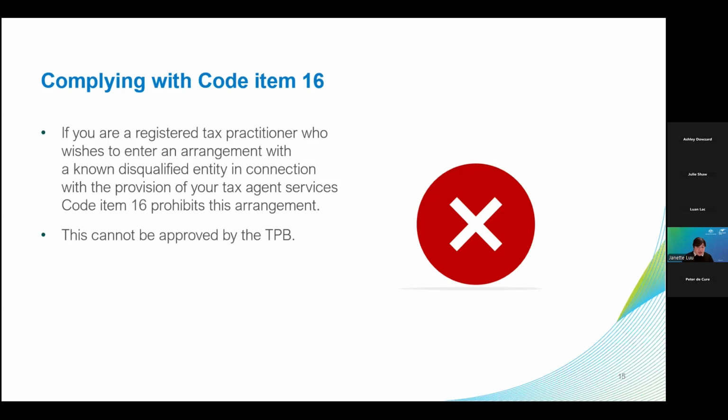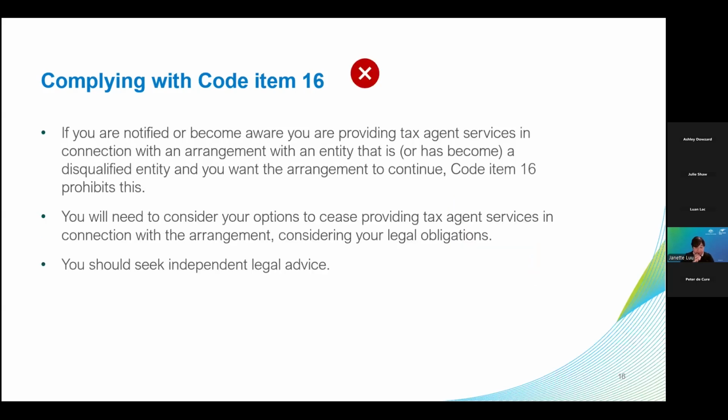The next situation that we've got is you're a registered tax practitioner. You are already in an arrangement with an entity, and the entity is not a disqualified entity. In this situation, what you need to do is make sure that you have a written agreement in place to require notification by that entity to you as soon as possible if they were to have one of those disqualified entity events occur. And you also need to have a process in place that allows you to discontinue that engagement with them if they were to notify you that one of those events has occurred.